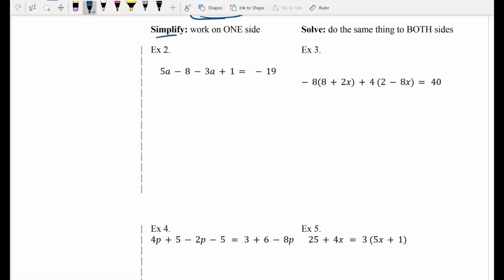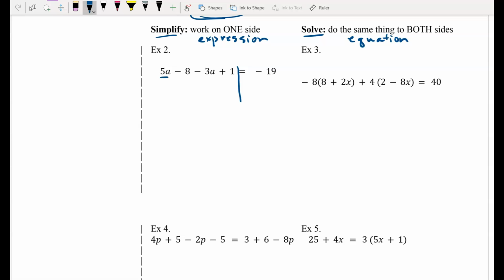Remember that when you simplify, you're working on one side of an equation, so you're working on an expression when you simplify. When you solve, you're working on an equation, so you're doing the same thing to both sides of the equation. If I look at example 2, I have a lot of stuff on the left side of the equation. There's my equal sign. And so I want to simplify this expression that's on the left side as much as possible. That's not solving, that's just simplifying an expression.